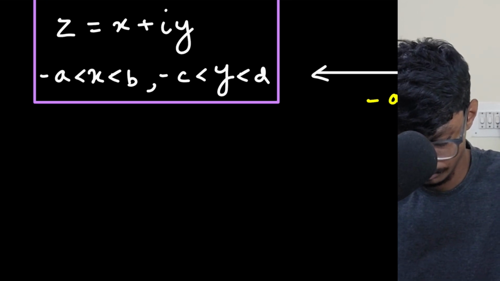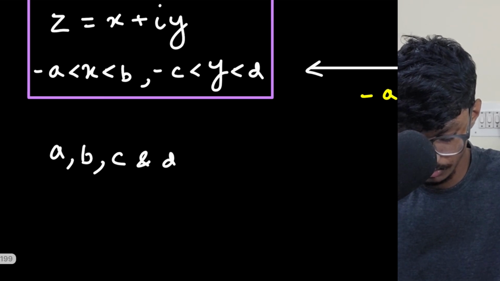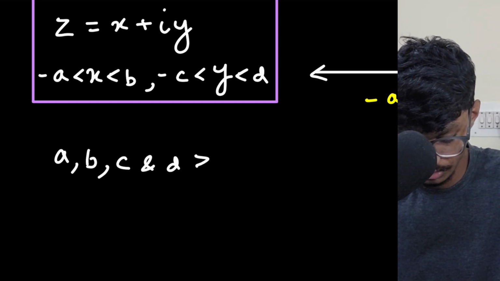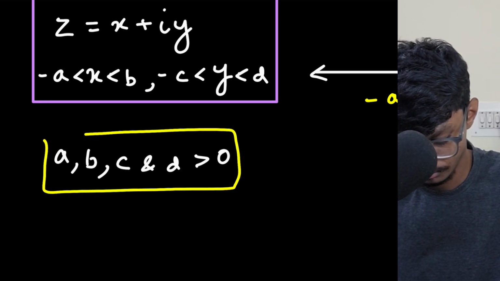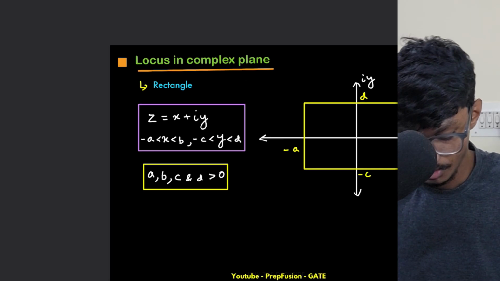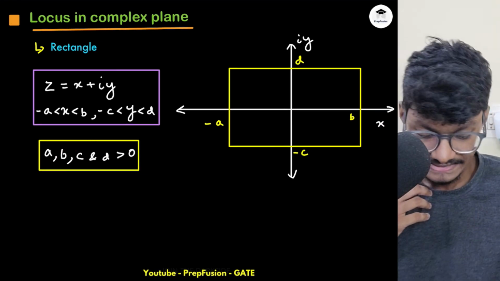A, B, C and D will be positive, which is greater than 0. Okay, so A, B, C will be positive, which will be greater than 0. Okay, so that is the case.